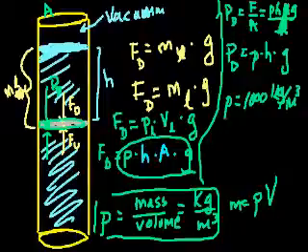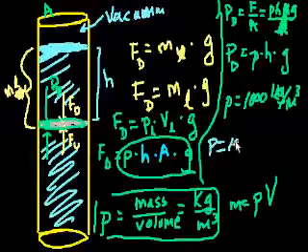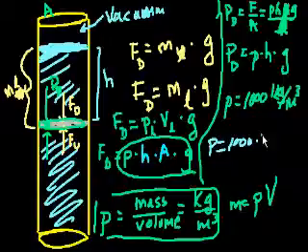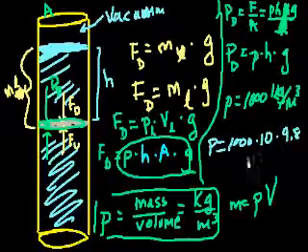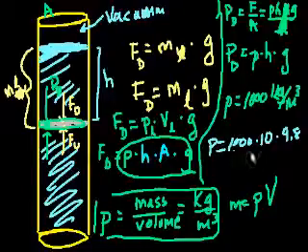So my pressure would equal the density of water, 1,000 kilograms per meter cubed. Make sure your units are right. I'm running out of space, so I don't do the units. Times the height, 10 meters, times the gravitational acceleration, 9.8 meters per second squared. It's a good exercise for you to make sure the units work out. That's what? 10,000 times 9.8.